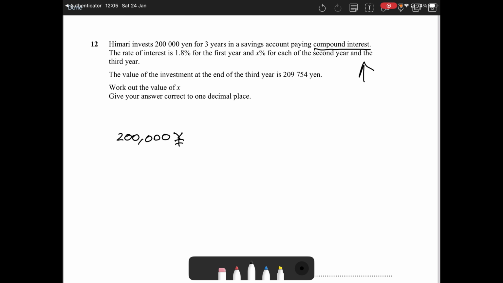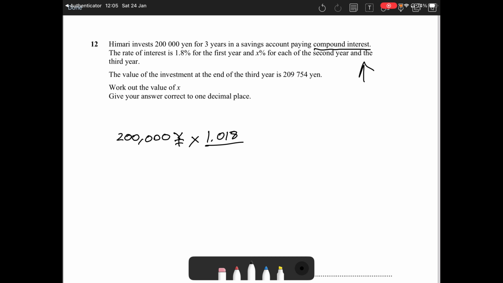Little bonus point if you knew the sign for yen was that. And we're going to multiply that by the 1.8% increase. Now, as a multiplier, that'll be 1.018. I've explained the multiplier in a previous question. Again, find out more about the multiplier if you're not sure where I'm getting 1.018 from. Now, we're going to multiply, that's the first year.